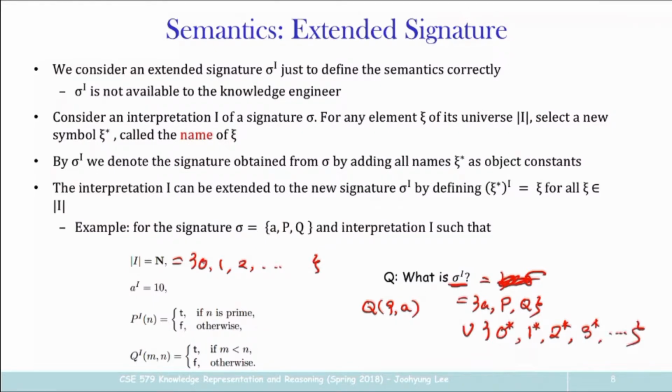And instead of Q9, A, what I can do now is Q9 star, A. It's possible under this extended signature because 9 star belongs to the extended signature. Then the problem is solved. Now note here that there is certain redundancy, because among these things there is also 10 star. 10 star maps to 10, and A also maps to 10. So there are actually two names for the same object, but that does not matter, as long as we have names for all the individuals in the universe, we are done.